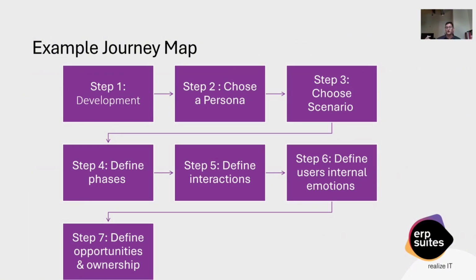And then the fifth is define interaction. So how are they interacting? What other processes inside of that are they doing? Six is really just the user's internal emotions. And then lastly, really defining the opportunities, the ownership, the goals, and the things you want to get out of this journey map.